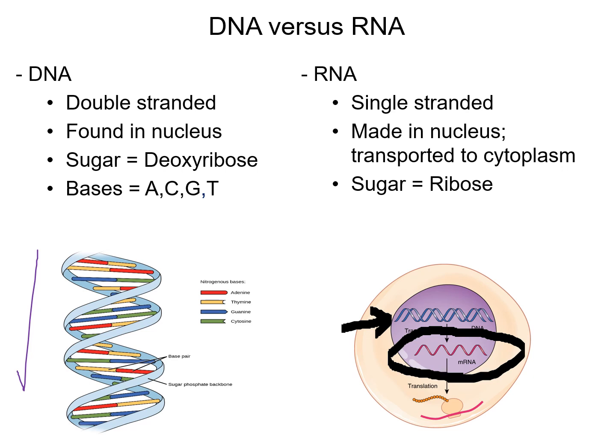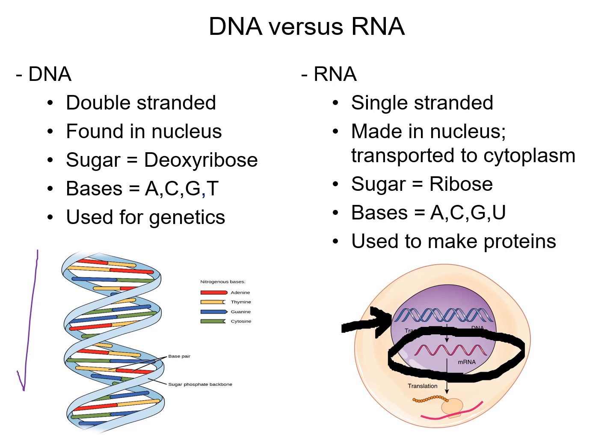ACGT for DNA, A and T are always best friends. And then ACGU for RNA, A and U are always best friends. And then why do we have all this? DNA is what makes you you. It makes you completely unique.